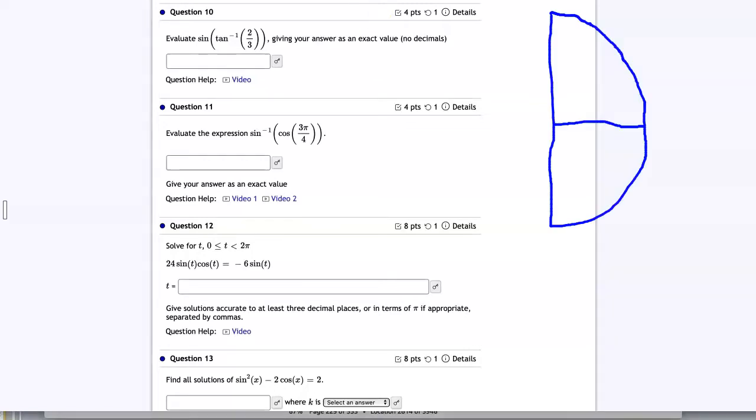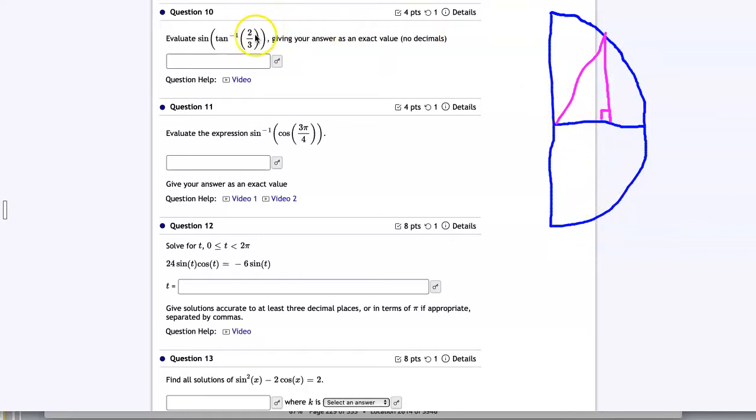First, recall that tangent inverse only occurs within this moon, from negative π/2 to positive π/2. Since the tangent inverse value here is 2/3, we're taking the tangent inverse of a positive number, which means my triangle would be in the first quadrant. If it had been a negative number, I would need to draw my triangle in the fourth quadrant.